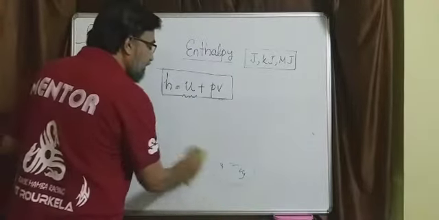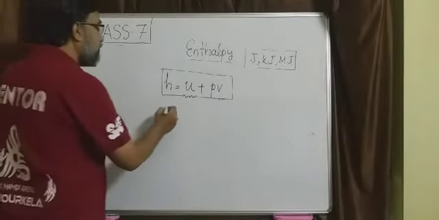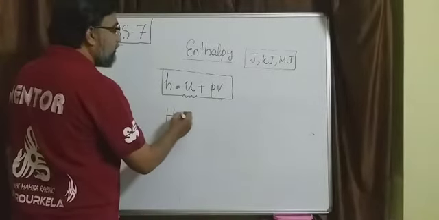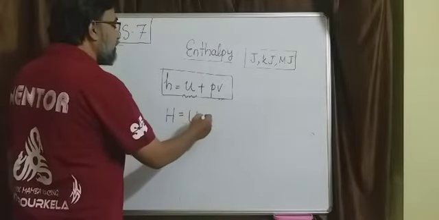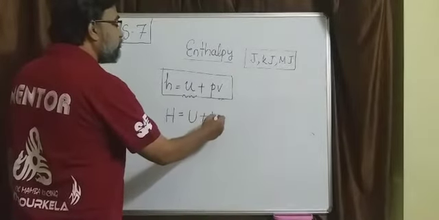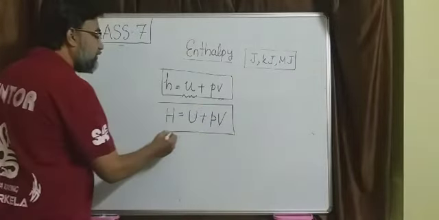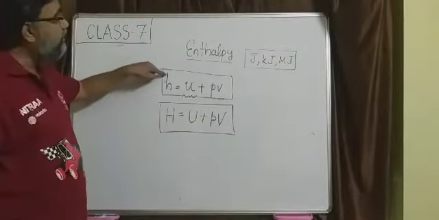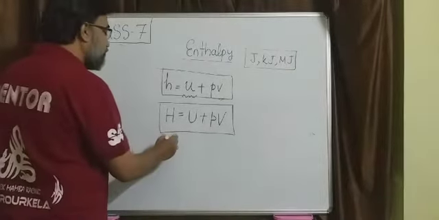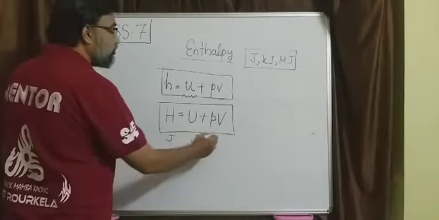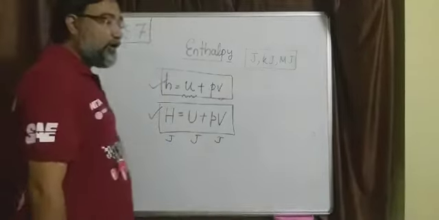If I write it in the total form, then the total enthalpy of a system is equal to the total internal energy plus the total flow energy. While here the units are joules per kg, here the units will be joules. So this is how we quantify enthalpy.